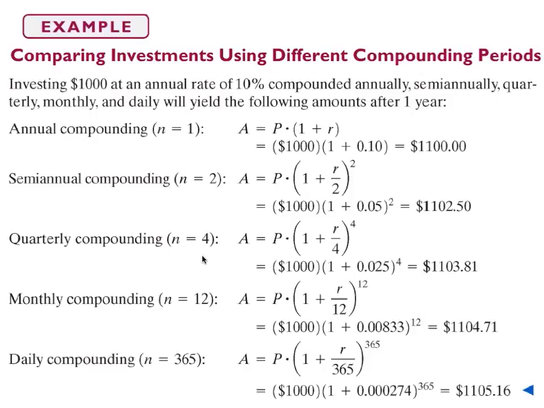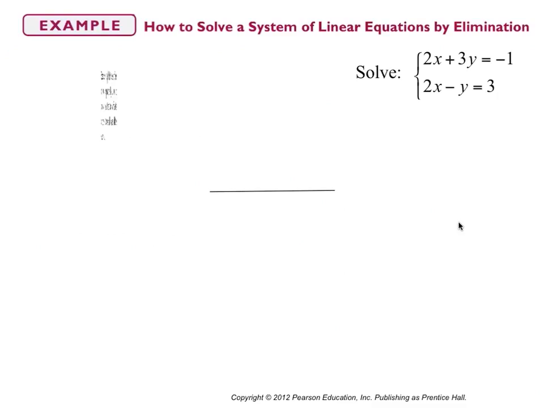Now, the important thing to note is what these other n's equal. You approach the problems the exact same way. If you have quarterly compounding, that happens 4 times a year. Monthly compounding happens 12 times a year, and daily happens 365 times a year. And each time, as it's compounding more and more frequently, you're going to make more and more money.